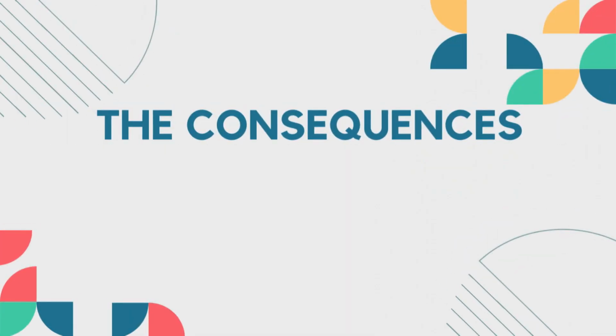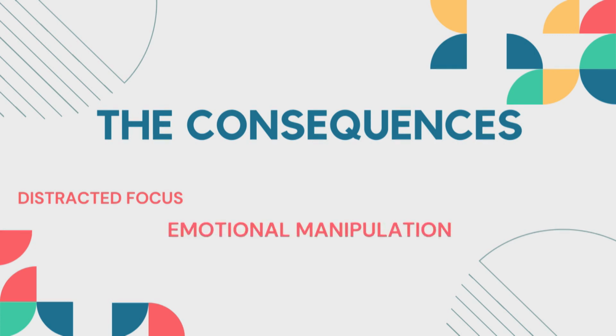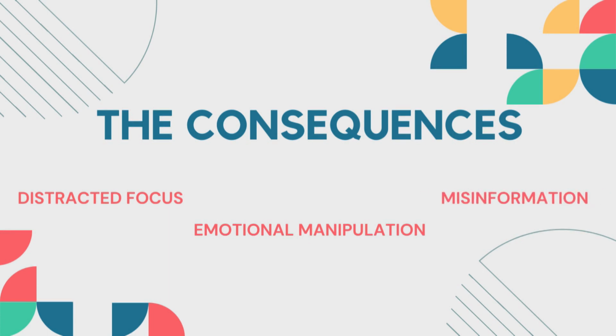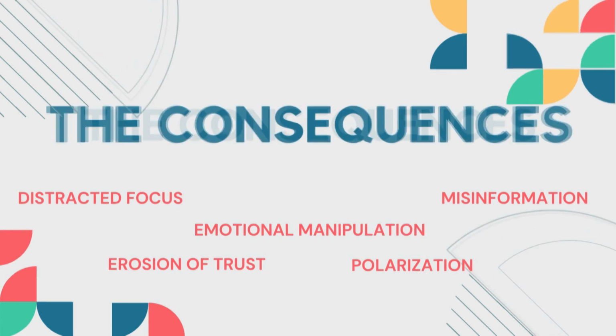Consequences of committing fallacies of relevance. Distracted focus. The primary issue or argument gets sidelined, preventing effective problem-solving or discussion. Emotional manipulation. Decisions based on emotions rather than logic can lead to poor outcomes. Misinformation. Spreading false or misleading information can shape public opinion inaccurately. Erosion of trust. When fallacies are exposed, trust in the speaker or the argument can be undermined. Polarization. Misrepresenting arguments, straw man, or diverting attention, red herring, can deepen divisions and hinder productive dialogue.